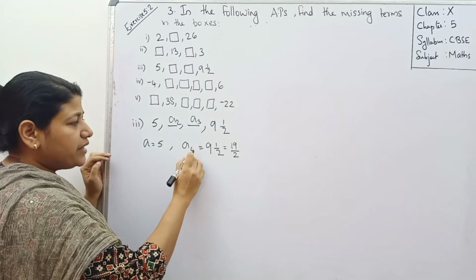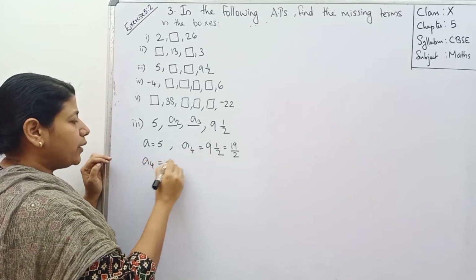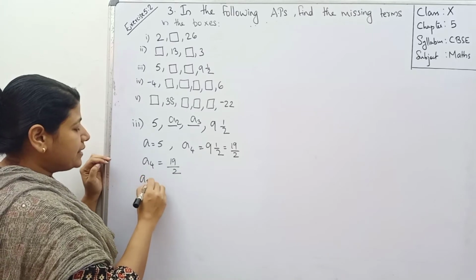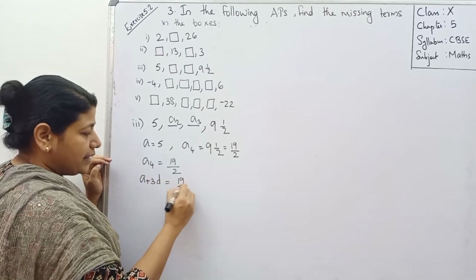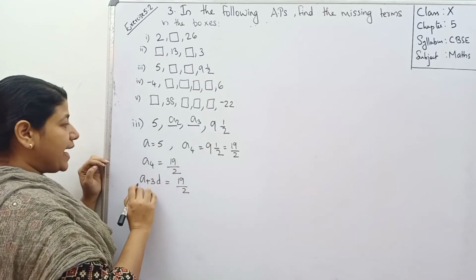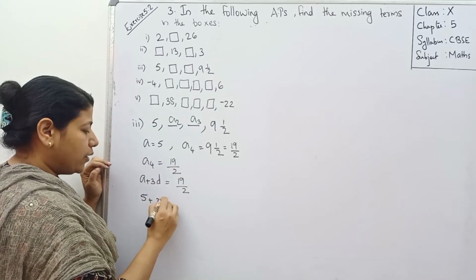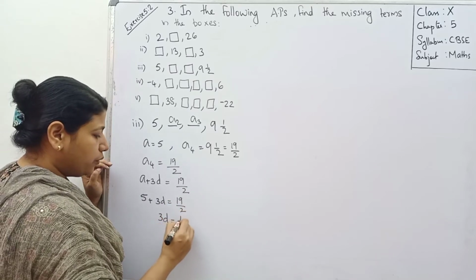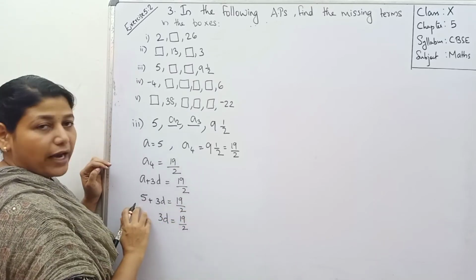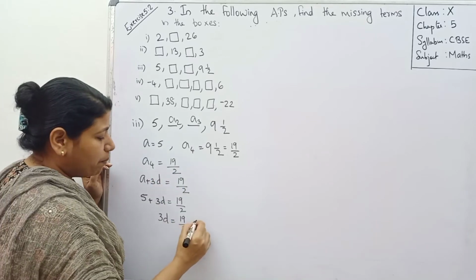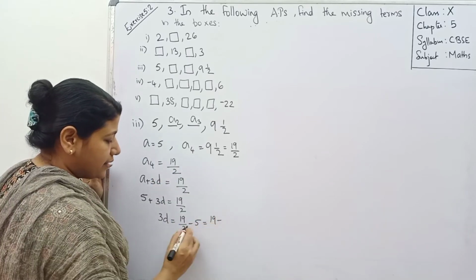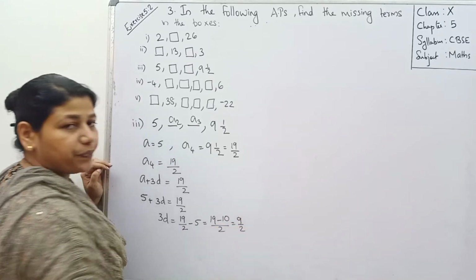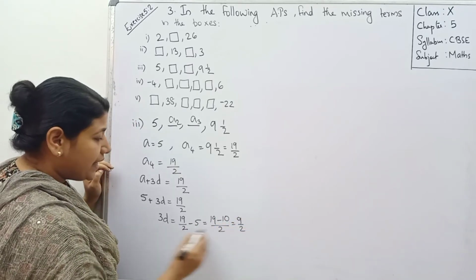So, first from this we can write, since a4 equal to 19 by 2, a4 can be found out by a plus 3d, isn't it? a plus 3d is 19 by 2 and a is 5, so 5 plus 3d equal to 19 by 2. Again 3d equal to 19 by 2, this 5 take to that side, then minus. So, 19 minus 5 into 2 is 10, 9 by 2. Okay. So, 3d is 9 by 2.